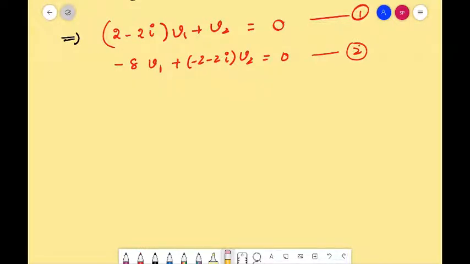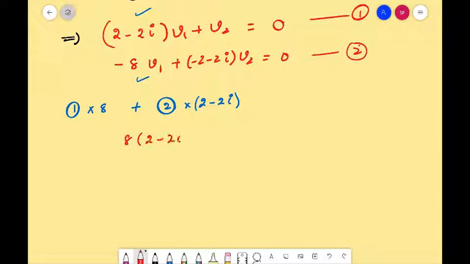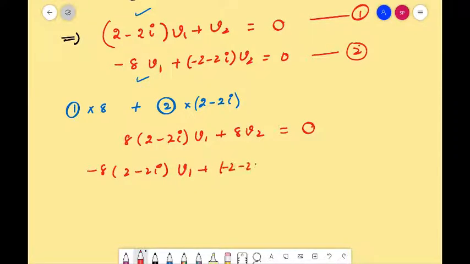So I'll try to eliminate v1 first. Multiply the first equation with 8 and the second equation with 2 minus 2i. So the first equation becomes 8 into 2 minus 2i v1 plus 8 v2 is equal to 0. And the second equation becomes minus 2 minus 2i into 2 minus 2i v2, which is equal to 0.